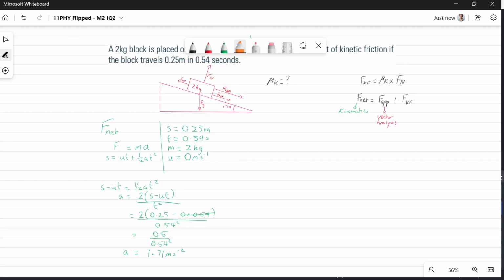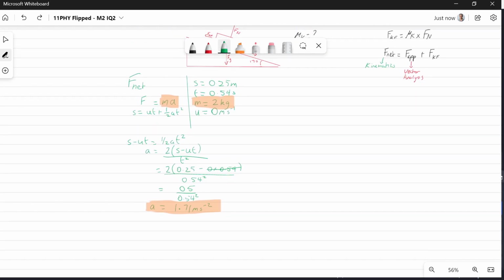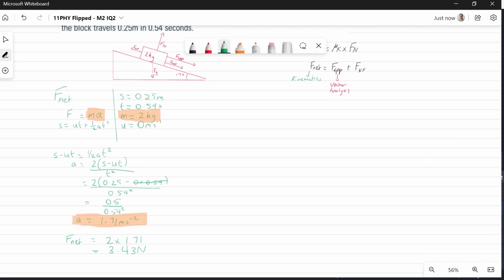With that data, we now have the mass of the object and the acceleration. So the mass is 2 kilos and the acceleration is 1.71 meters per second squared. And that means at this point we can substitute into our F equals ma formula, and that will give us the net force that is being applied on the block. So F net is equal to 2 times 1.71, and that is equal to 3.43 newtons, or thereabouts.